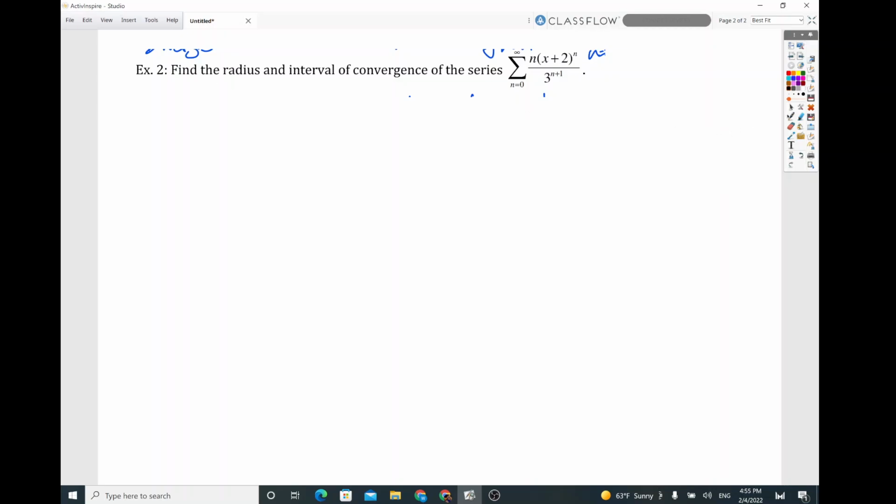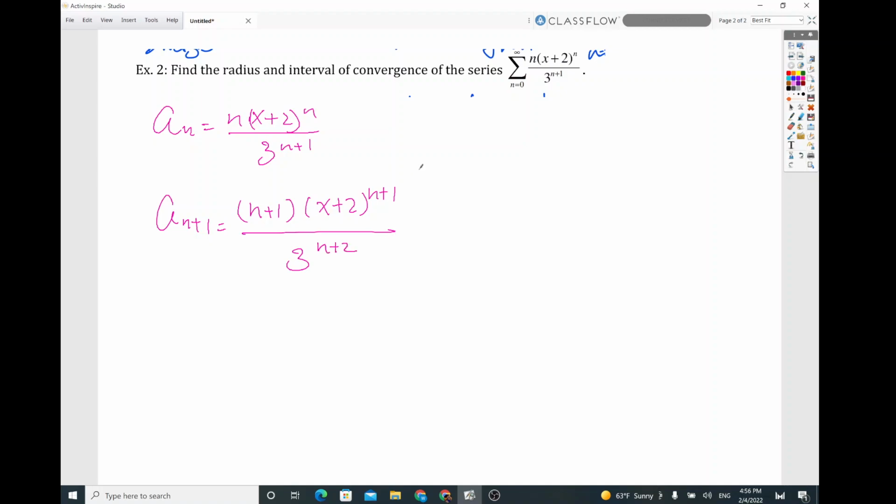Okay, so rewrite it. a sub n is n times (x plus 2) to the power of n over 3 to the power of n plus 1. And a sub n plus 1 is n plus 2 times (x plus 2) to the power of n plus 1 all over 3 to the power of n plus 2. Using the ratio test, limit as n goes to infinity, absolute value.